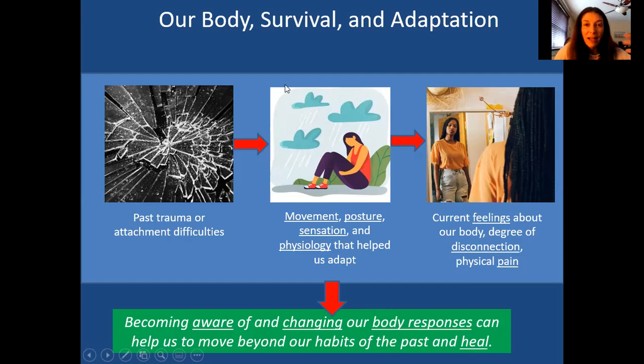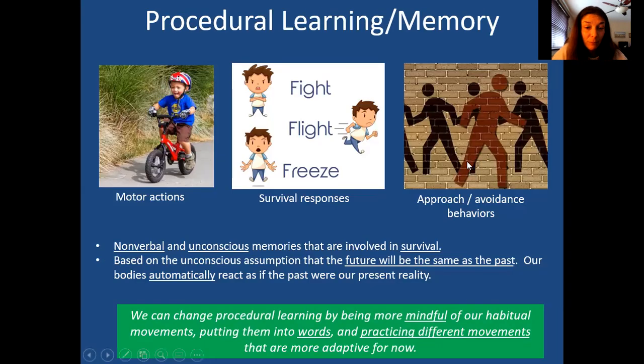So it's a kind of procedural memory that helped us to adapt to an old situation, but it continues now and it may or may not be adaptive now, okay? So as the green part says on the bottom, we can still change procedural memory. It lasts for a long time, but when we're more aware of it, we use our mindfulness to realize what these movements are and why they're occurring and what the triggers are. We could then describe what they are, put it into words, and practice different movements, right?